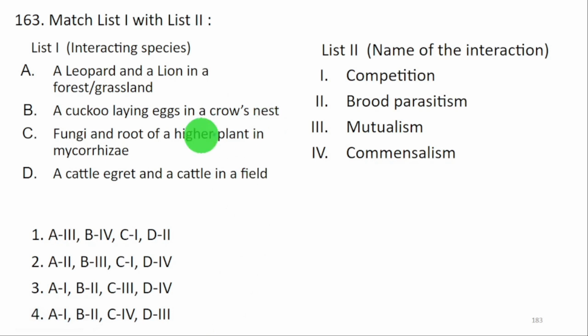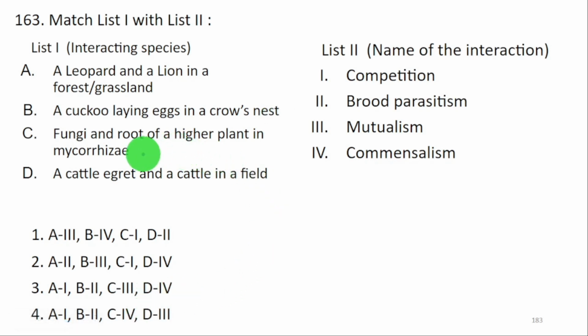So cuckoo laying eggs in crow's nest. This is brood parasitism. So it is seen in the breeding season between spring and summer season. Okay, so now we have to rule out between C3 and 4.